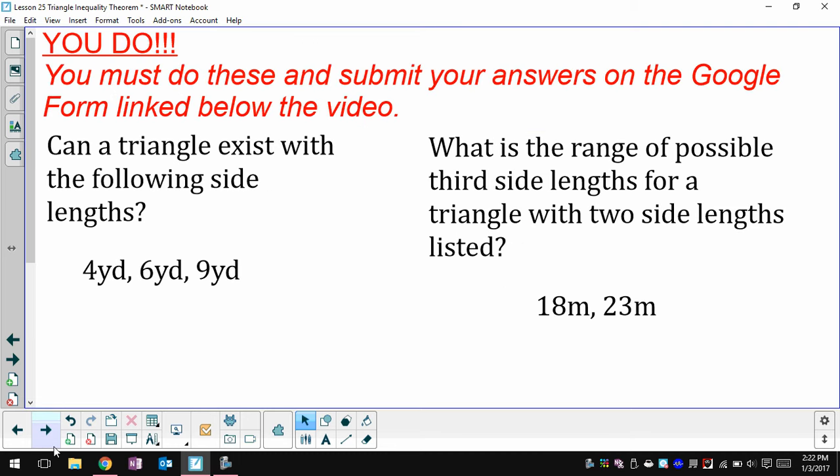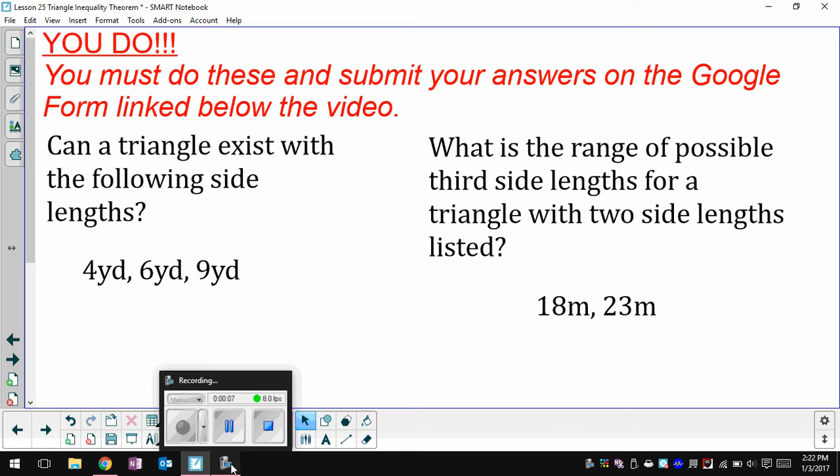I've got 2 You Dos for you to try. Do these 2. Click the link below. Put your answers in the Google form, and I'll answer any questions that you have in class.